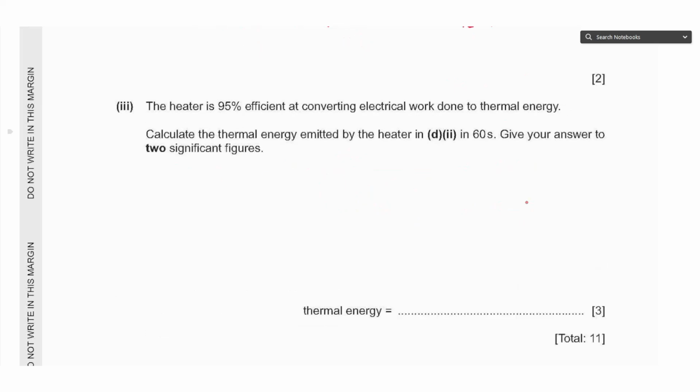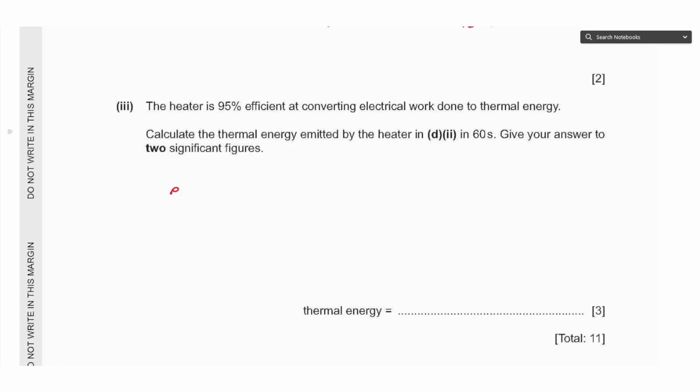Part D-III says the heater is 95% efficient at converting electrical work done to thermal energy. Calculate the thermal energy emitted by the heater, which is the output energy, in part D-II in 60 seconds, and give your answer to two significant figures.